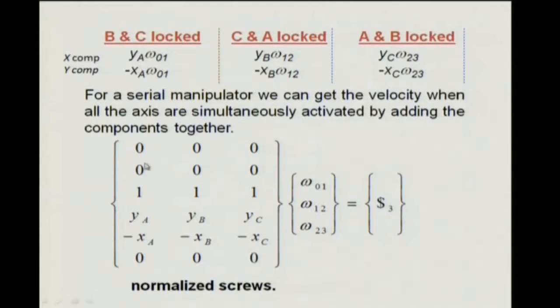So if you look at this term, we had 0 0 1 because the rotation axis was along the z axis, and then I have y a here, minus x a for the y component, and the z velocity component is 0 in this case. Okay, so similarly I put this together, and these are all normalized screws because l square plus m square plus n square is equal to 1. So you put normalized screws along the respective joint axis, and these are multiplied with omega 0 1, omega 1 2, omega 2 3, the relative angular velocities, and you get the screw for the end effector, right?